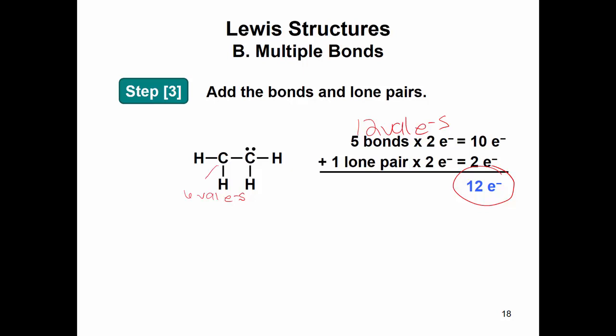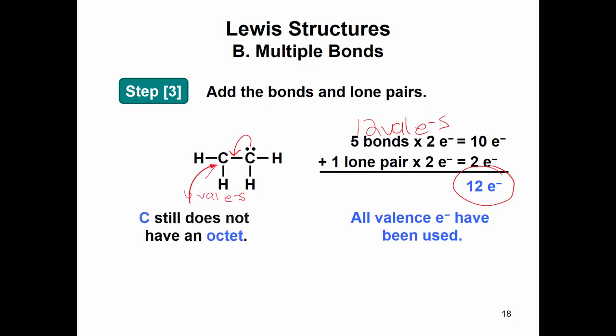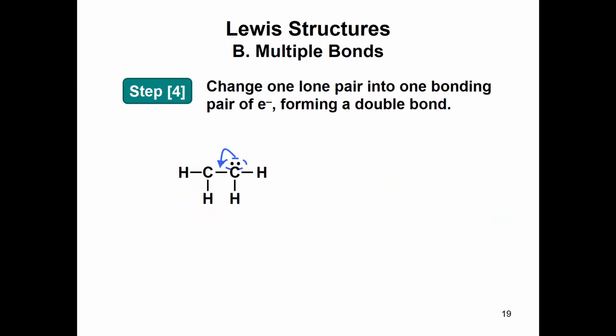Okay, and so this is where we need to form a multiple bond. So what we do is we convert that lone pair to a double bond. All of our valence were used, but we still have an atom that does not have an octet. Therefore, we change one of our lone pairs into a bonding pair between the carbons, forming a double bond.